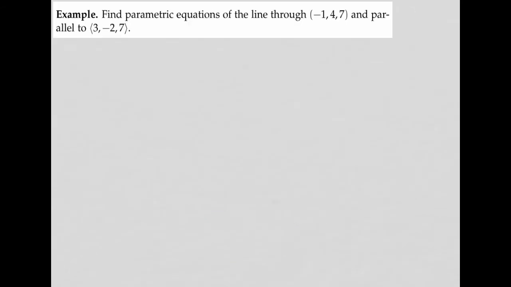Let's see an example. Find parametric equations of the line through the point with coordinates -1, 4, 7 and parallel to the vector with components 3, -2, 7. We have everything we need. We have a point on the line and a vector parallel to that line. So we're ready to write the parametric equations.